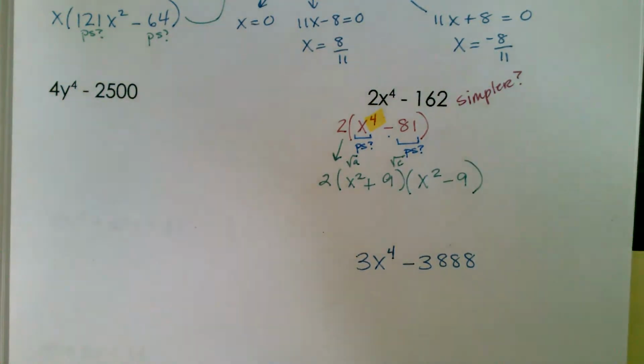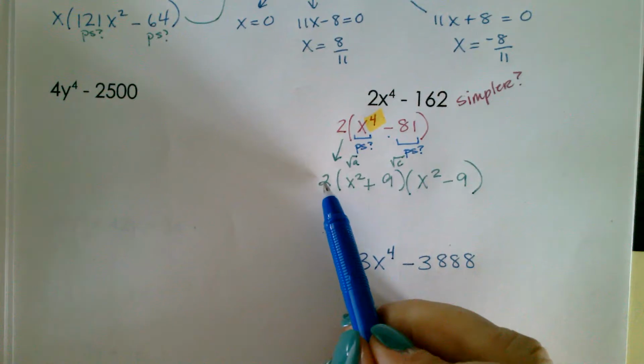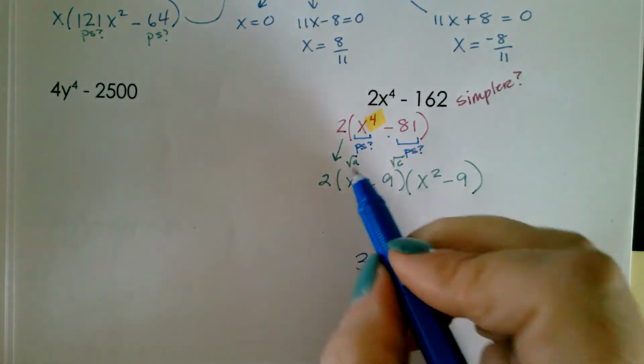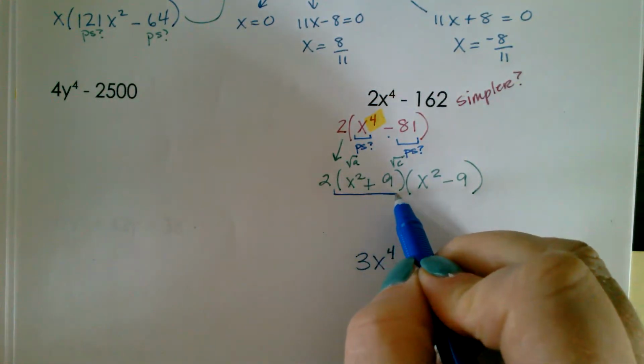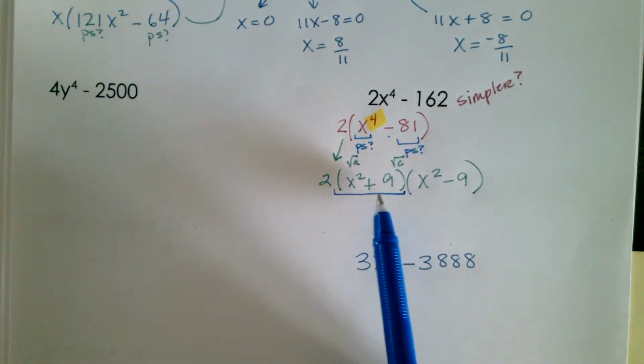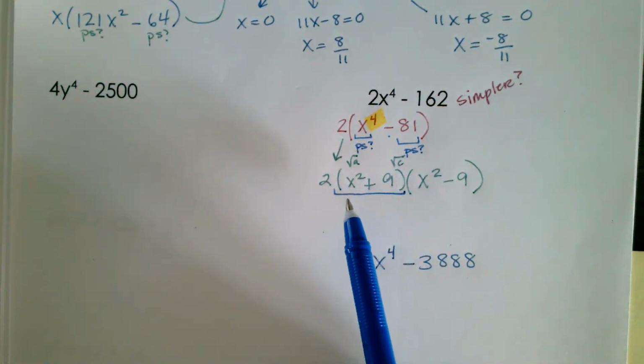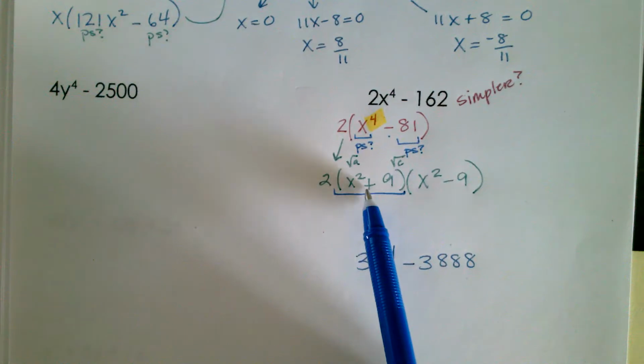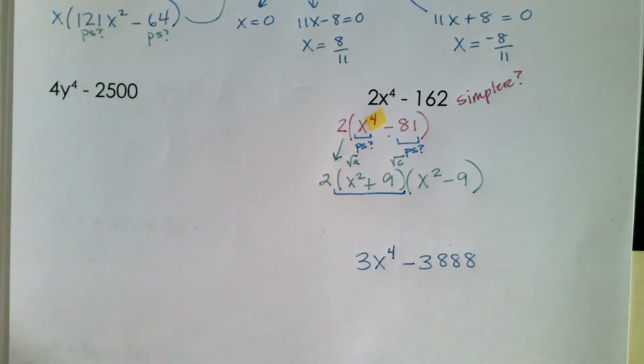Are we done? I'm going to check. Can't do anything with the 2. Oh, what do you think about x squared plus 9? Can I factor that? Can I break it apart? Notice there is not a b term, so I wonder if I can. I do not know. We'll have to come back to that.